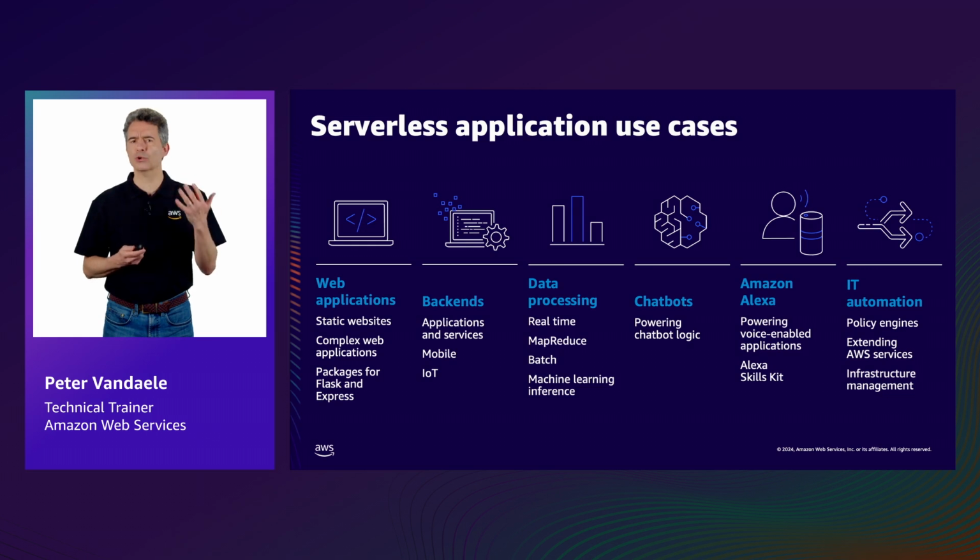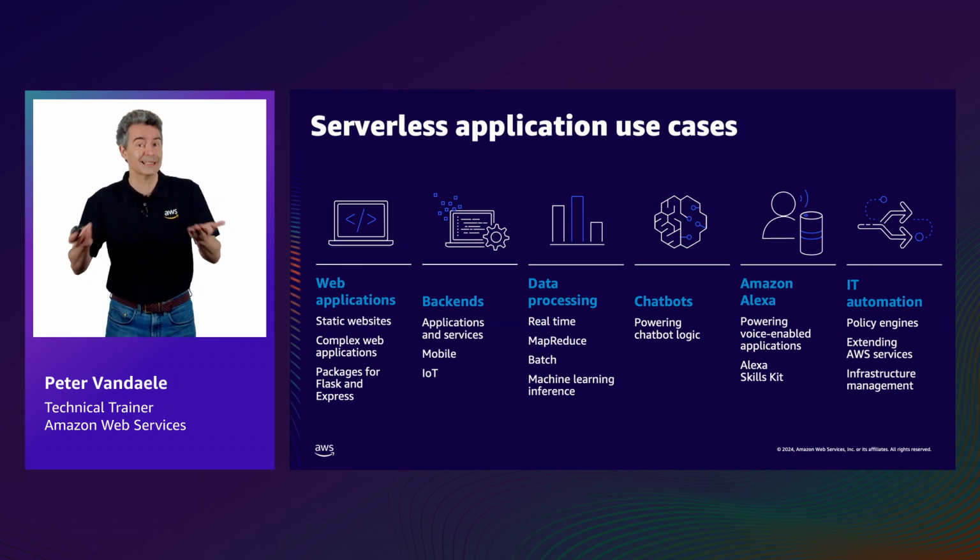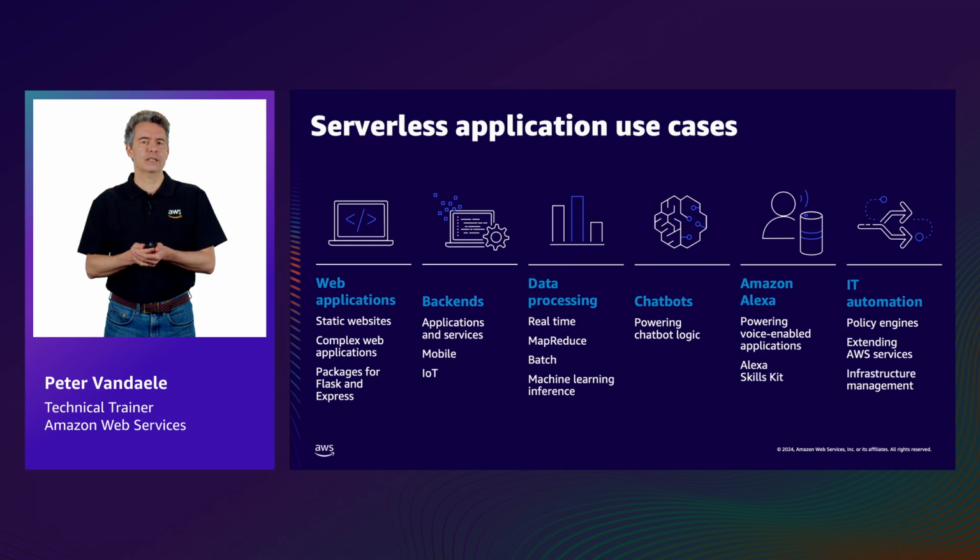Or what about automating batch processing, or indexing and storing documents and images automatically? Really, serverless can be used to power chatbots, logic, and we use serverless, for example, ourselves to power voice-enabled applications like Alexa. And it can be used for IT automation. But what if you have an application consisting of microservices that need to scale very dynamically and might run longer than the maximum runtime of Lambda?